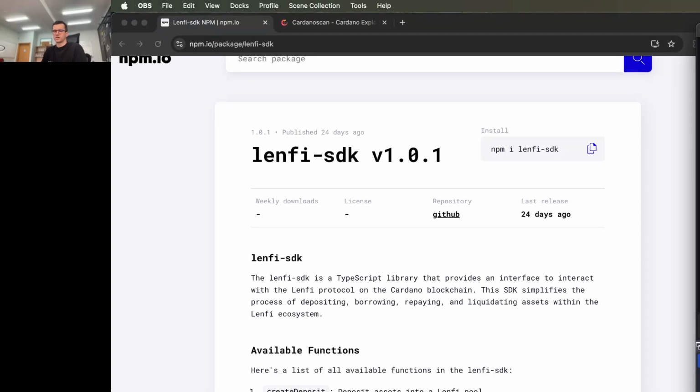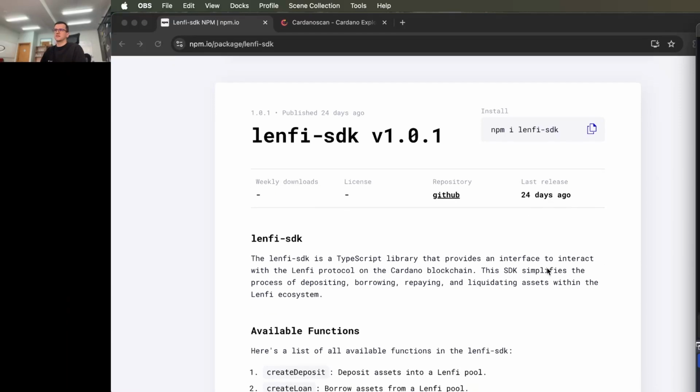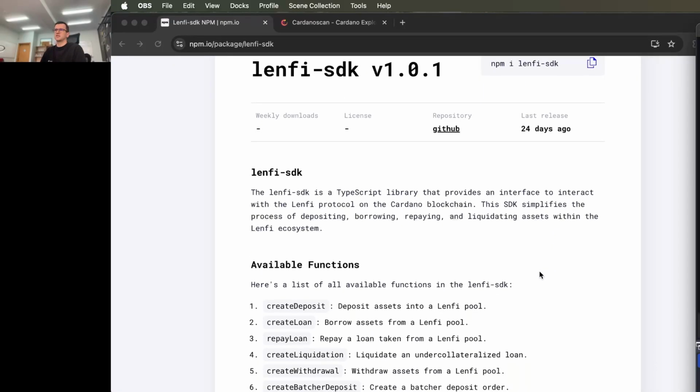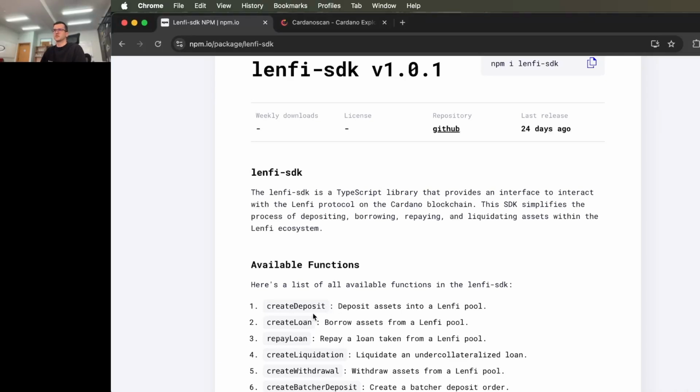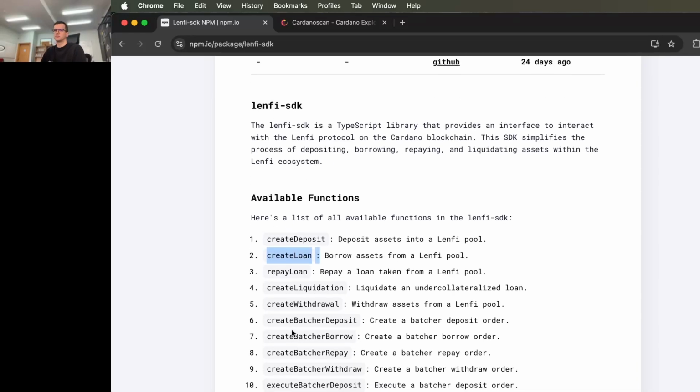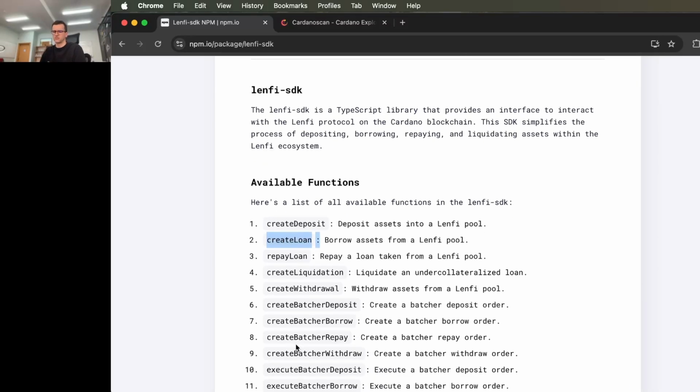Today I wanted to share with you our recently finished work, the LENFI SDK. The purpose of the SDK is to allow developers to interact with the protocol automatically through code. It involves many different actions like creating deposits, depositing to the pool, creating loans, repaying loans, and multiple other actions that you usually do now on the UI.